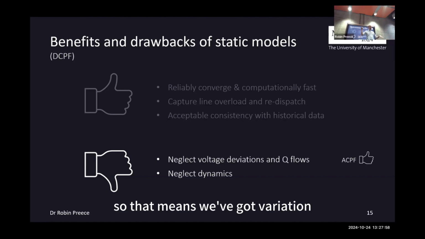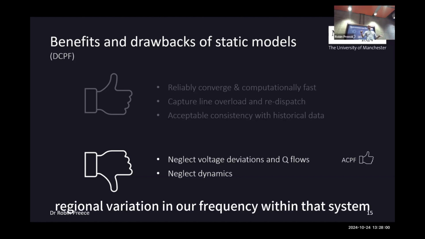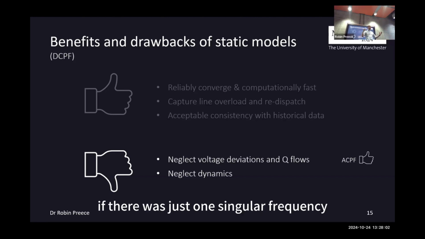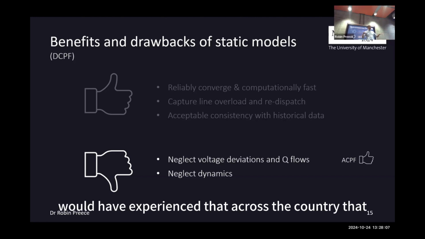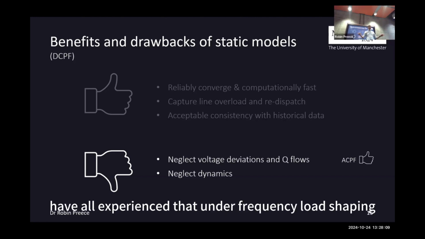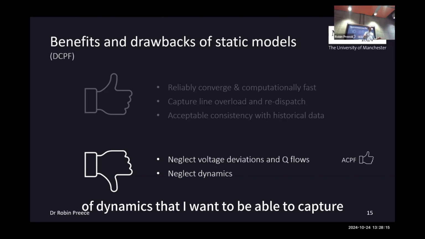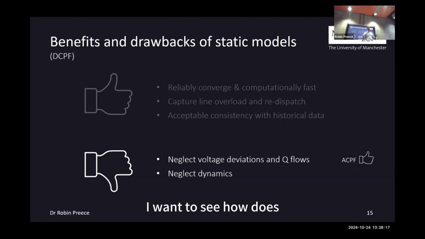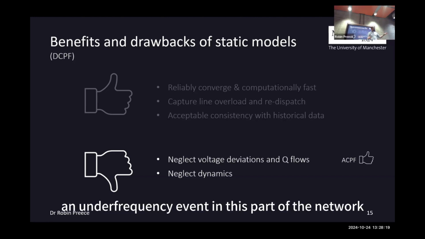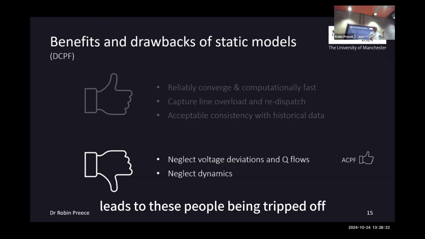So that means we've got regional variation in our frequency within that system. If there was just one singular frequency, then everybody would have experienced that across the country. They'd have all experienced that under frequency load shedding. So I know there's regional variations in frequency. It's that kind of dynamics that I want to be able to capture. I want to see how having an under frequency event in this part of the network leads to these people being tripped off, and that then having a stabilizing effect for another part of the system as well. I want to tie all of that together.